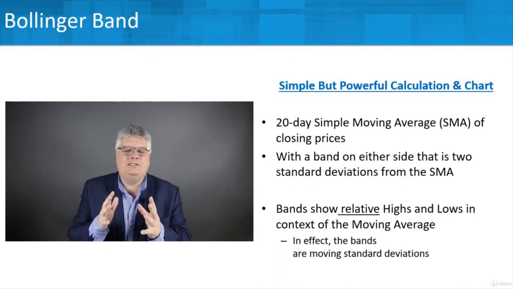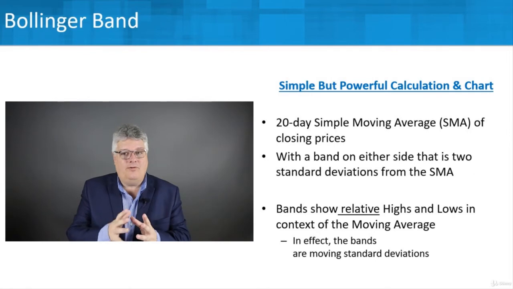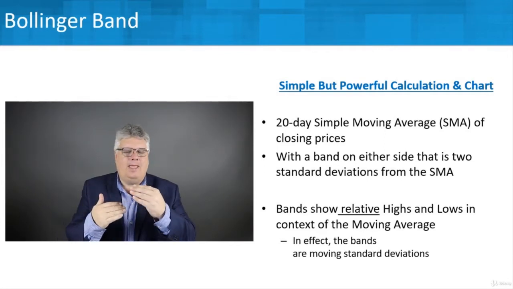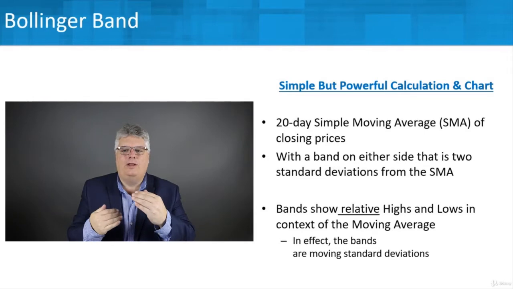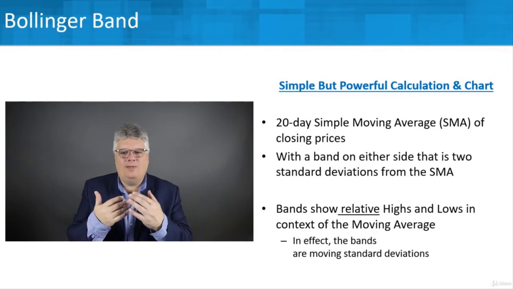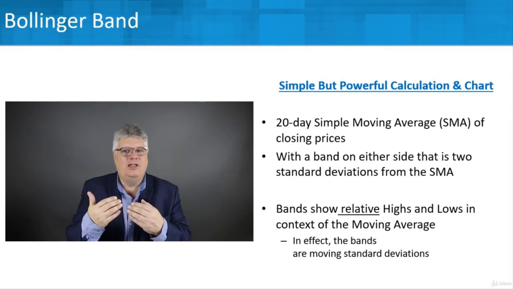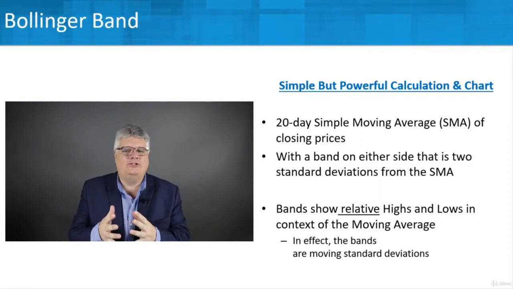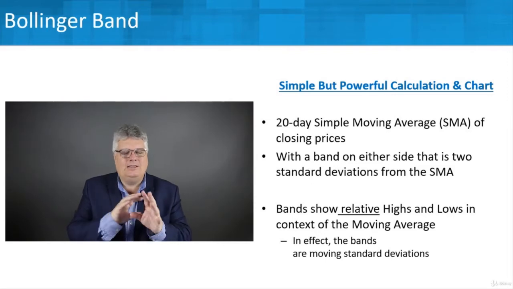Basically, it takes the 20-day simple moving average of closing prices, and that's the main line. Then there's a band on either side, above and below it, that is two standard deviations away from that simple moving average. Standard deviation looks at the deviation from a mean. So the bands show those relative highs and lows in the context of that moving average.